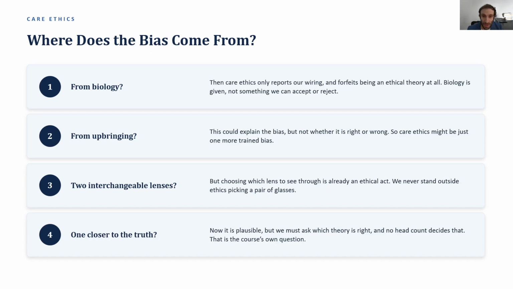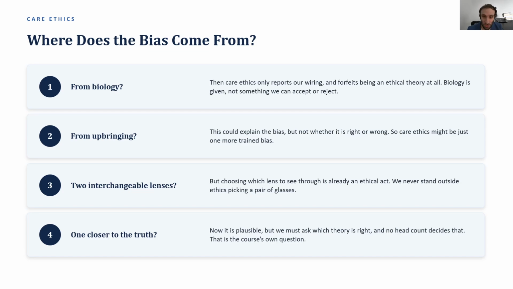We could also say that the biases came from how the boy and the girl were raised. This could account for the biases, but it does not tell us whether they are right or wrong biases. So it is not clear whether care ethics explains right and wrong living, or is it just another kind of bias? And that's just a different possible view. Again, I'm not saying that care ethics takes the view that these biases merely come from how the boy and the girl were raised. We're just looking at the possible answers.